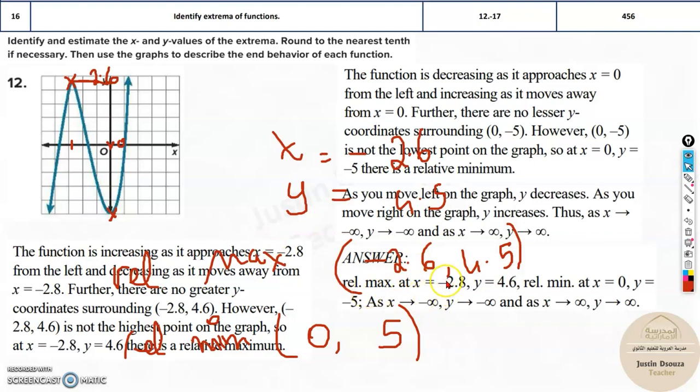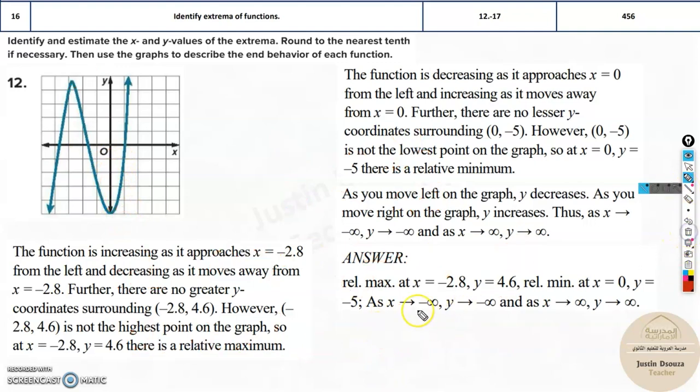You can see the final answer. It's minus 2.8, not 2.6, and it is 4.6. Mine is not accurate because I didn't do it accurately. Look over here. Relative maximum is negative 2.8 and 4.6. What about the minimum? It was 0 and I'm so sorry, I've written plus 5. It's minus 5, down at 0, 1, 2, 3, 4, 5, minus 5. So these are the relative maximum and relative minimum. Very simple.